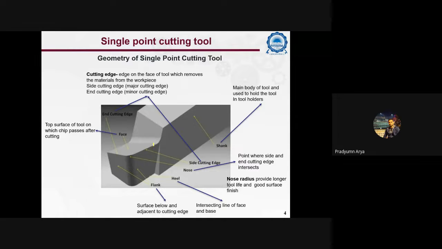Next, the cutting edge, where side cutting edge and end cutting edge. Edge on the face of the tool which removes the material from the workpiece. That is side cutting edge and end cutting edge, the major and minor cutting edge. Next, the nose. Nose is the point where the side cutting edge and end cutting edge intersect. The nose radius generally provides longer tool life and good surface finish.